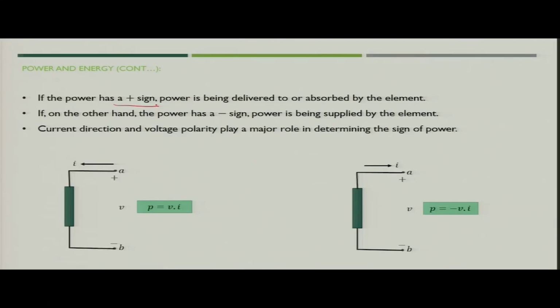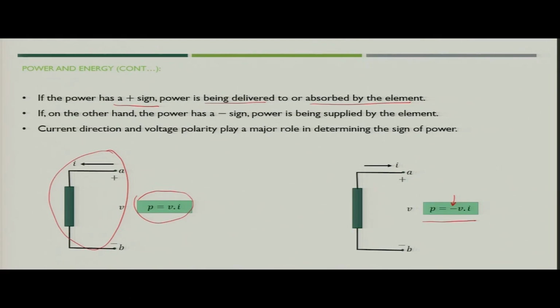Now, if the power has a positive sign, it means that power is being delivered to or absorbed by the element. Now look at this particular figure. If the current is flowing inside the element through the positive terminal, you will say that power is being absorbed by that element. But if the current is coming out of the positive terminal, the power is being supplied by that element. That is why the negative sign is coming in this expression.